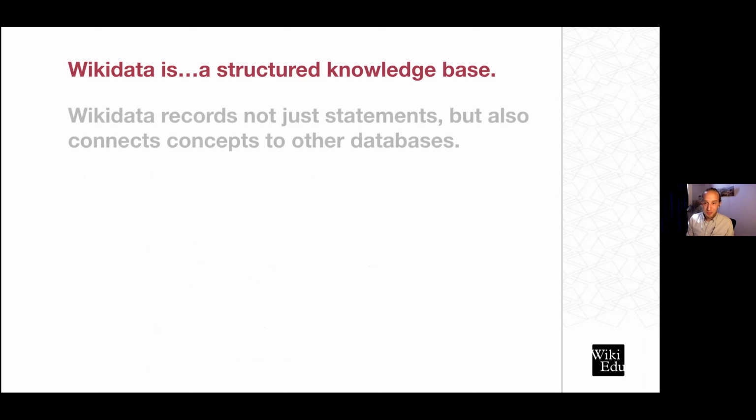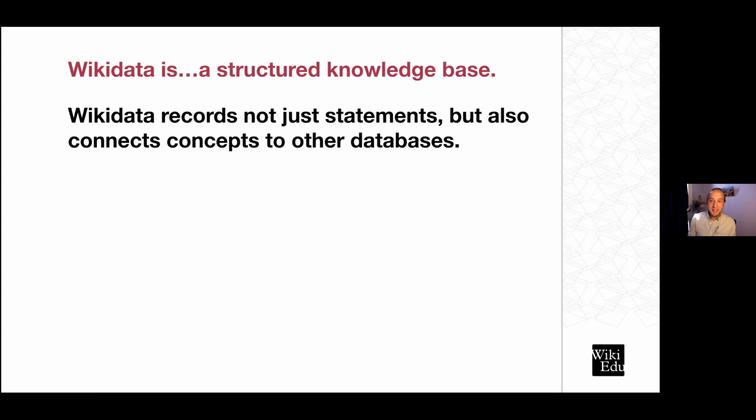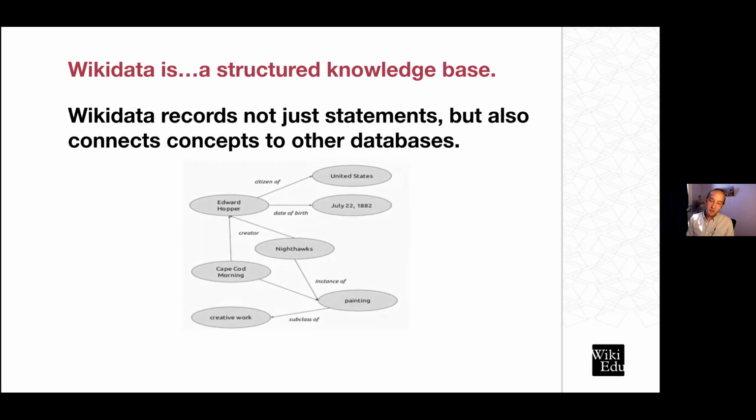And it's a structured knowledge base, which means that it records details about concepts, but it also connects these concepts from other databases. So it can help disambiguate, it can help connect specific domain sets of data to this broader understanding of concepts, people, places, and things. And so here's just a quick rendering of how data looks on Wikidata. Edward Hopper's painting Nighthawks. You can see these different connections between these different arcs and nodes, kind of describing what these things are and how they relate to each other.